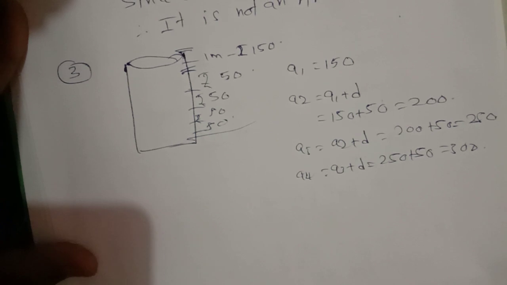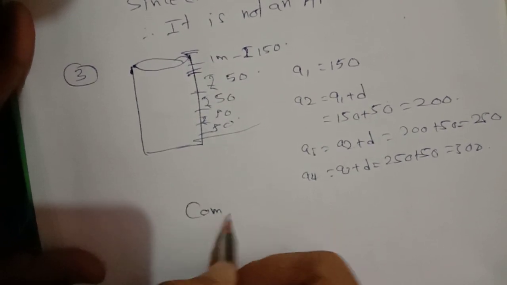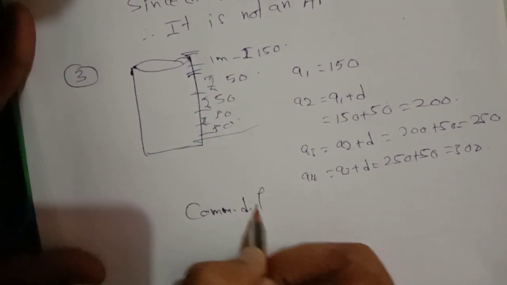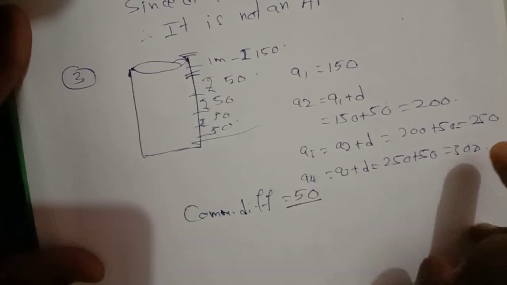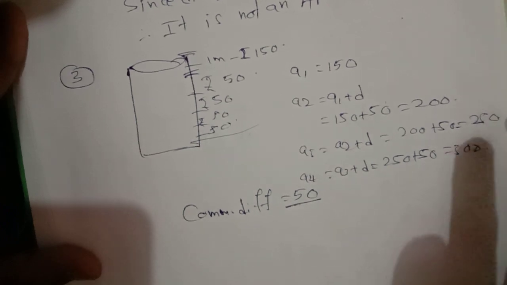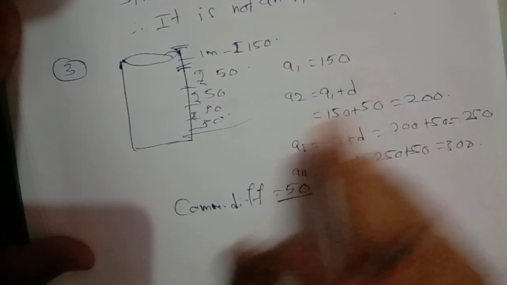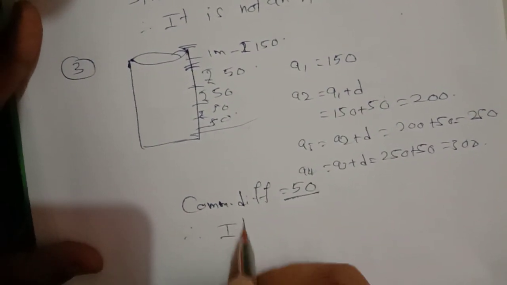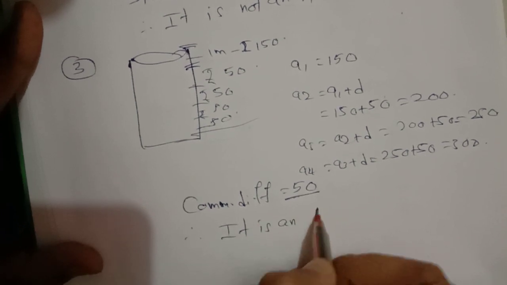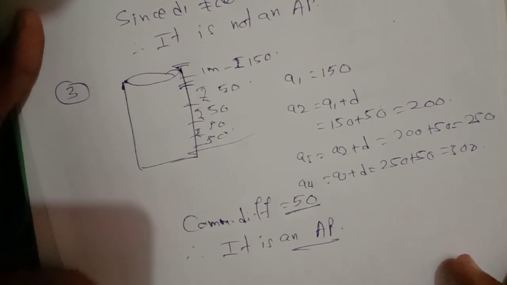So in this question we can see that the common difference is 50. So if you subtract 300 minus 250, you will get 50. 250 minus 200, again 50. 200 minus 150, again 50. So the common difference is 50. So we can say that therefore it is an AP. It is an AP. Okay, friends, I hope you have understood this one.